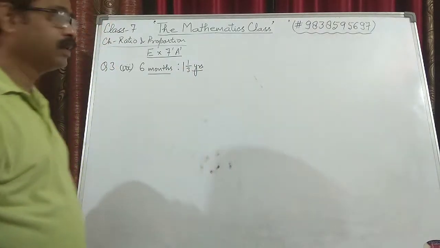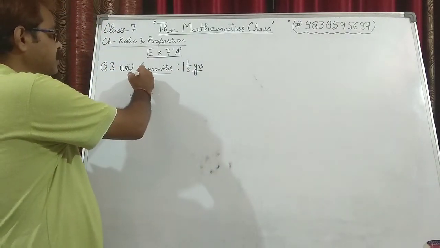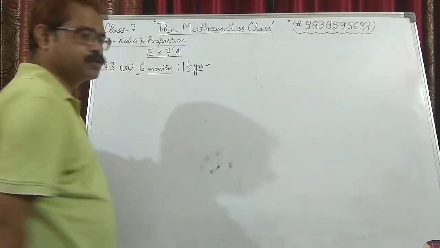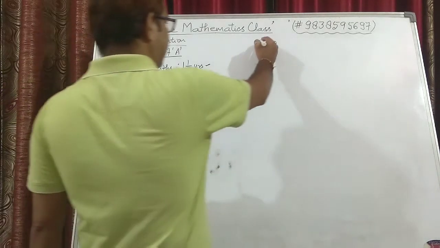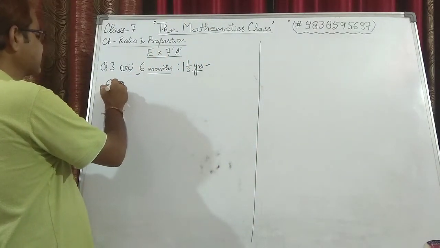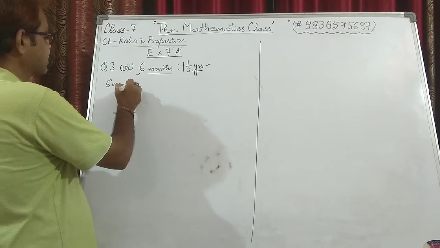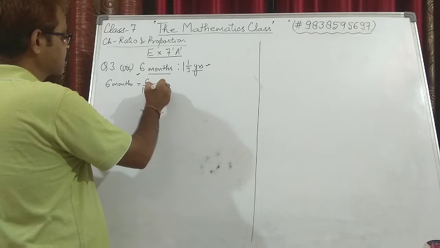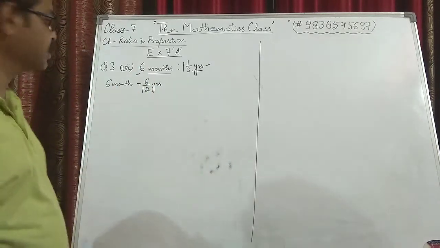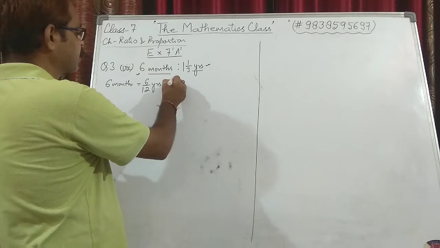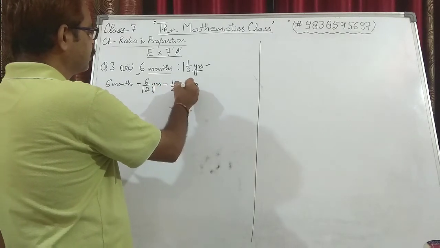So what we can do, either we convert 6 months to years, or we convert 1 whole 1 upon 3 years to months. So we will try doing both the ways. So 6 months can be written as 6 upon 12 years, because in 1 year there are 12 months. If we divide it by 12, you will get 6 upon 12, that is 1 upon 2 years.